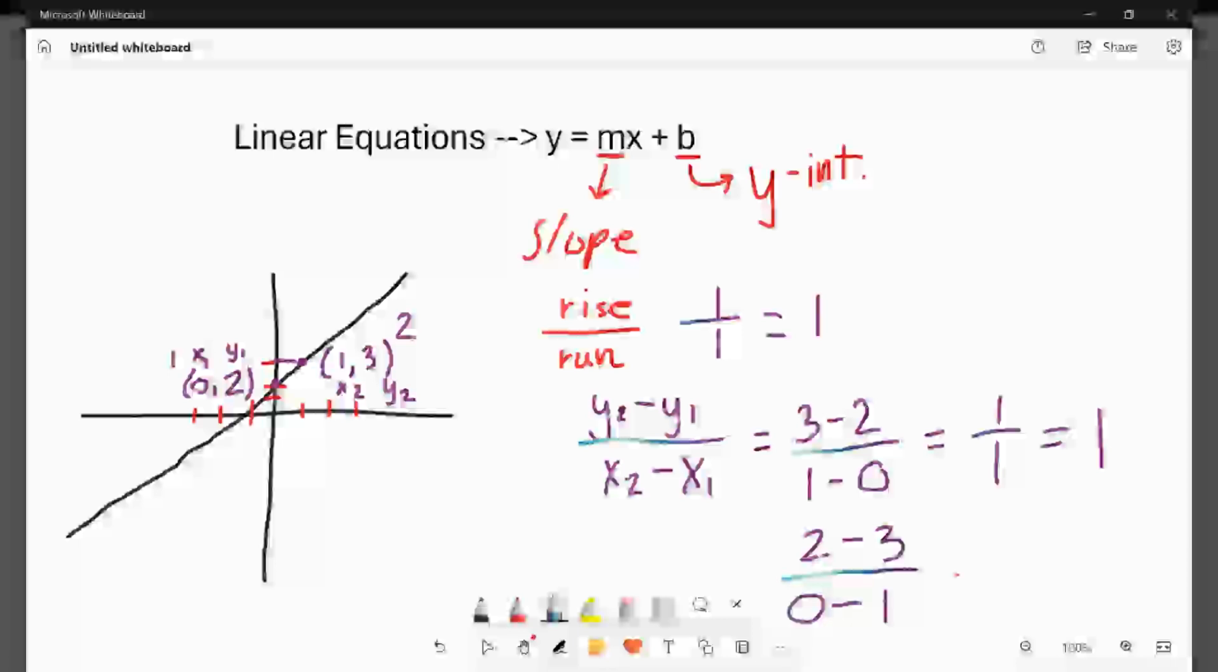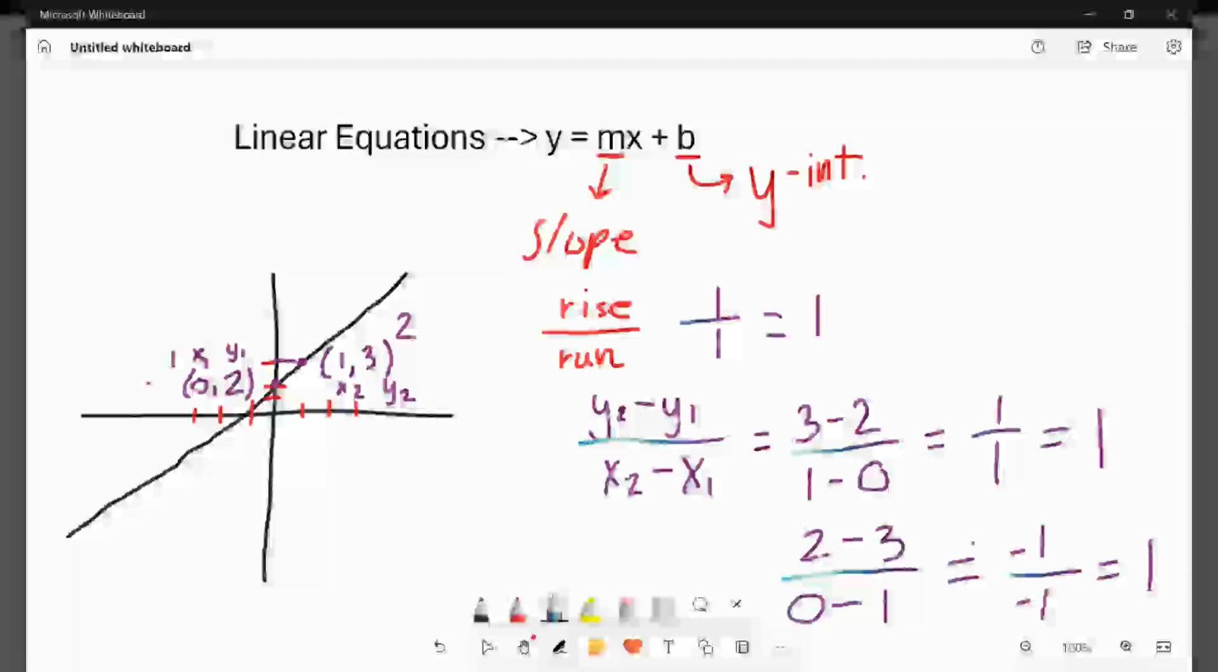Let's say you picked the higher point first. So now I'm going to get -1 instead of 1. And you're like, oh no. But I'm also going to get -1 on the bottom. So surprise, surprise, we still get +1 as our slope. So it really doesn't matter which point you choose.